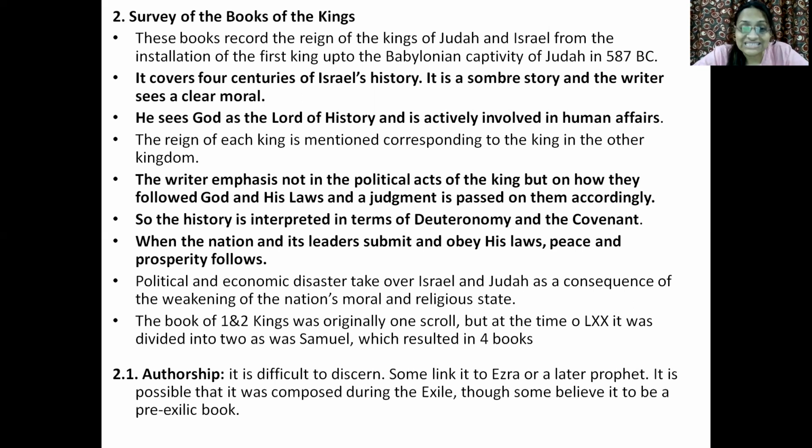So the book of First and Second Kings was originally one scroll, but, as we have already heard, it was divided into four books. Kings and Samuel were divided into two books each, so it became One and Two Samuel, One and Two Kings.